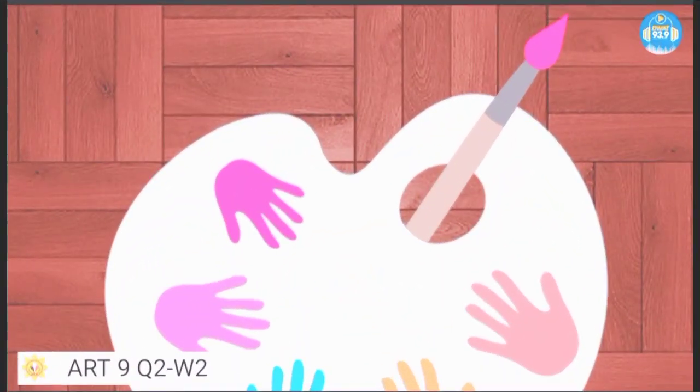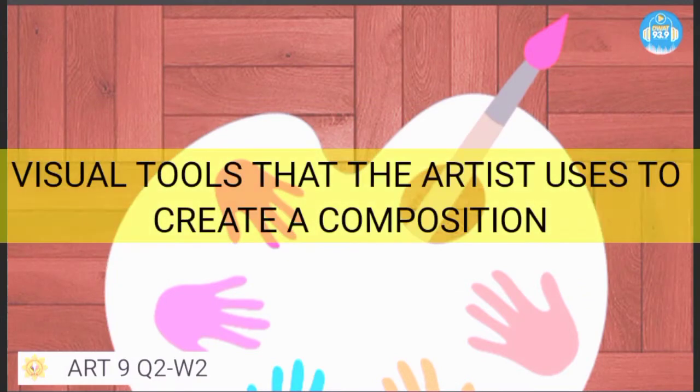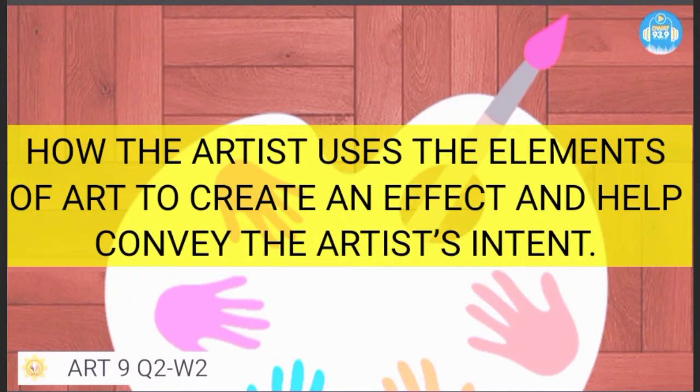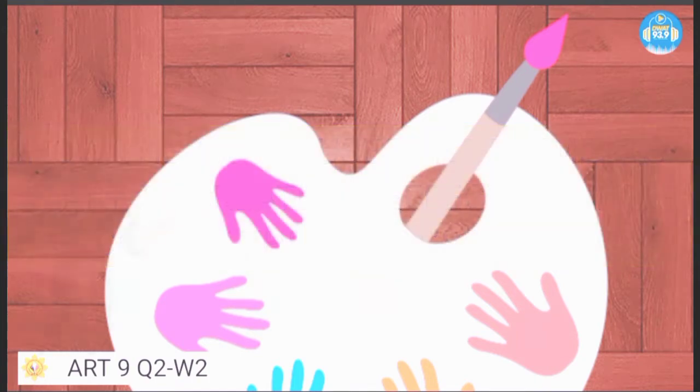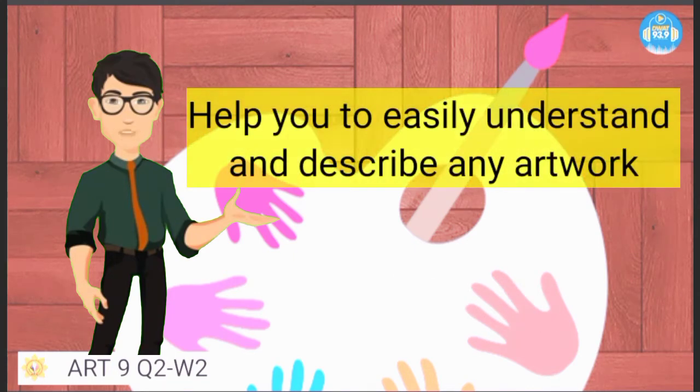To start our lesson, let's study the seven principles of art. According to Marder, these are the visual tools that the artist uses to create a composition. These principles also represent how the artist uses the elements of art to create an effect and help convey the artist's intent. As you watch and listen, take note of the different principles because this will help you to easily understand and describe any artwork.